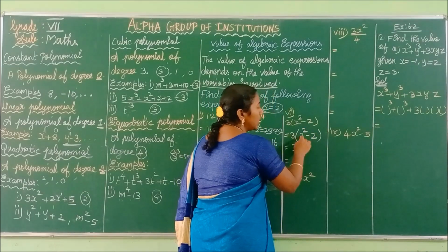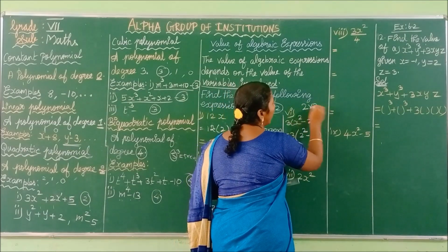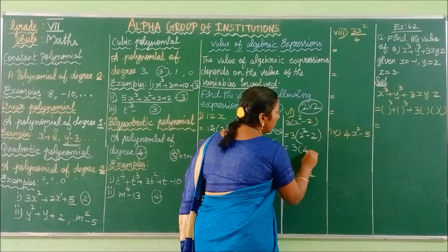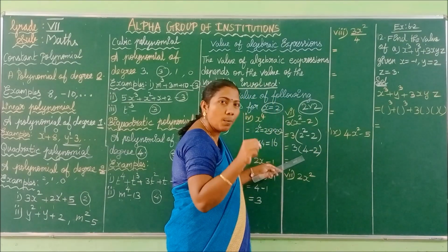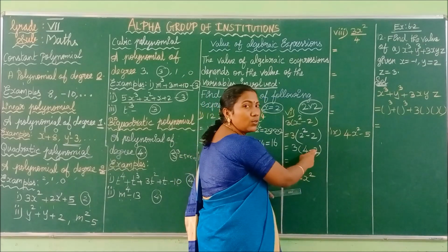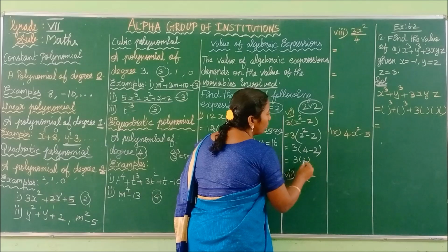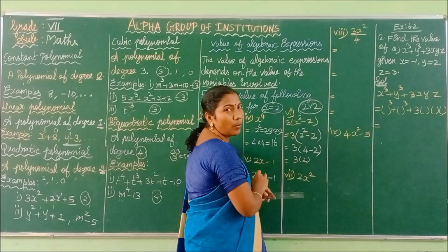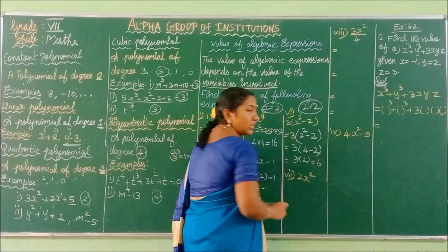So 3 into, what is the value of 2 square? 4. That is, you have to multiply the 2 two times. 2 into 2, 4 minus 2. First, you have to evaluate the numbers within the bracket. So 4 minus 2, what is your answer? 2. So 3 into 2. Between 3 and 2, what is the operation? Multiplication. So you have to multiply. 3 2s are 6. I hope you understand.